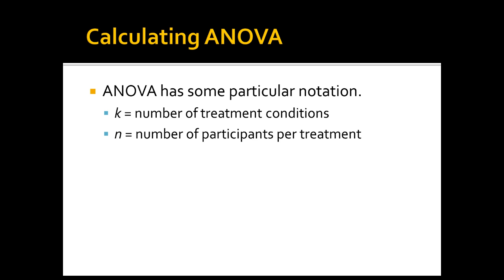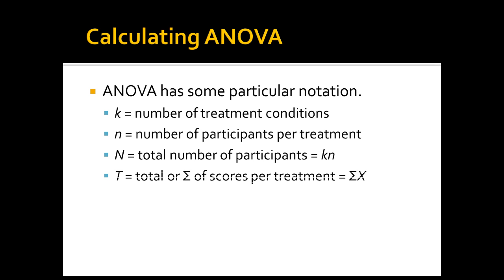N is the number of participants per treatment, so the number of freshmen, the number of sophomores, the number of juniors, the number of seniors. So it'd be like N sub 1, N sub 2, N sub 3, N sub 4 in that case. And capital N equals the total number of participants, or K multiplied by N when it's an equal N. So in that case, adding up freshmen, sophomores, juniors, seniors.